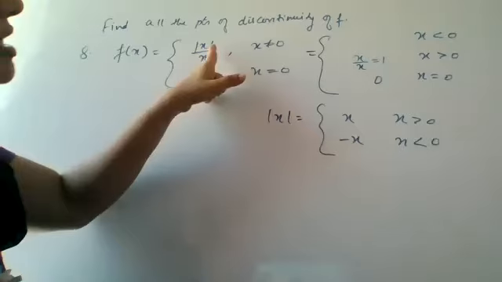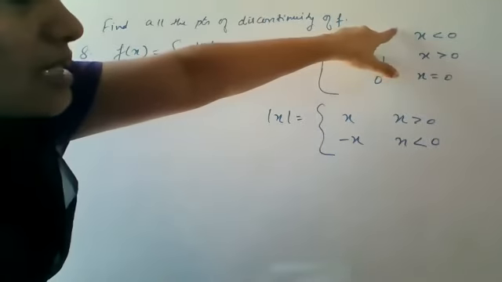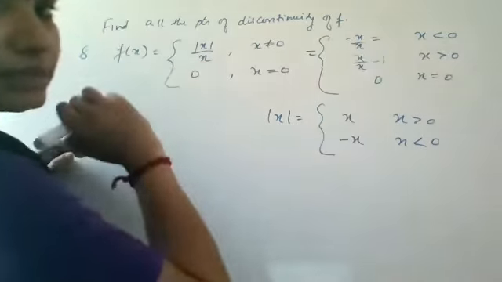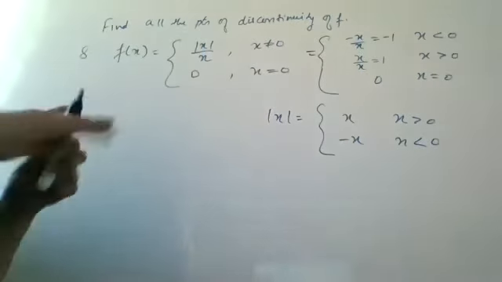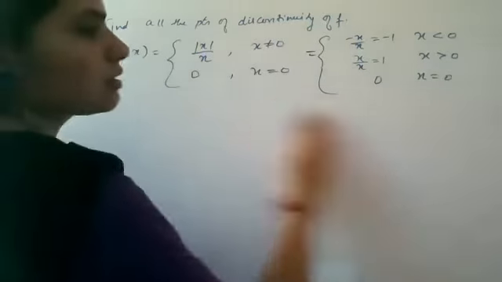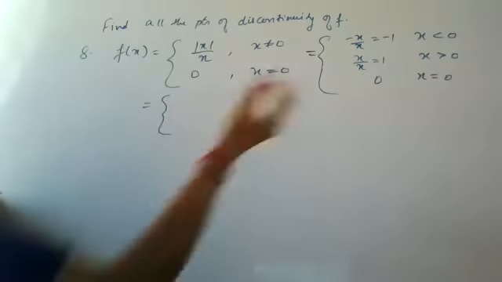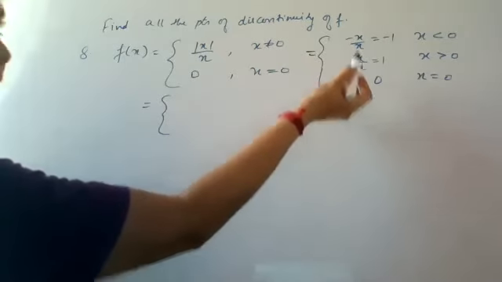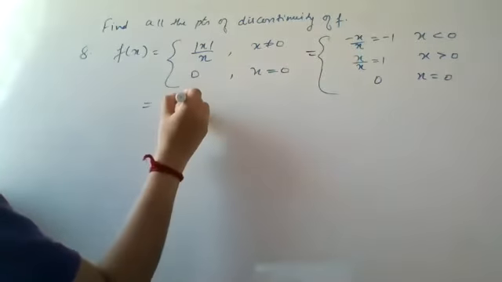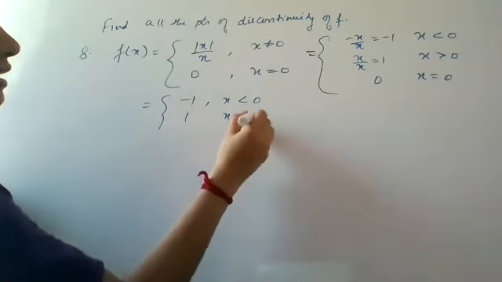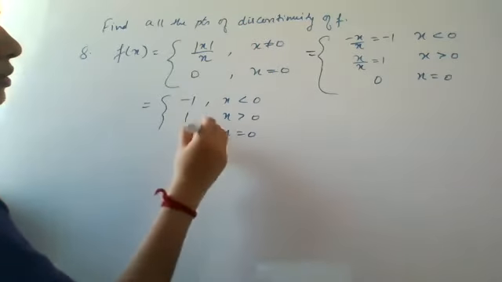And when x is less than 0, mod x value will be negative. So minus x by x. Minus. So the function reduces to these values. Directly we can write those values, or you can write it like this, but you have to split it. Okay. I'm getting minus 1 when x is less than 0, 1 when x is greater than 0, and 0 when x is 0. Okay.